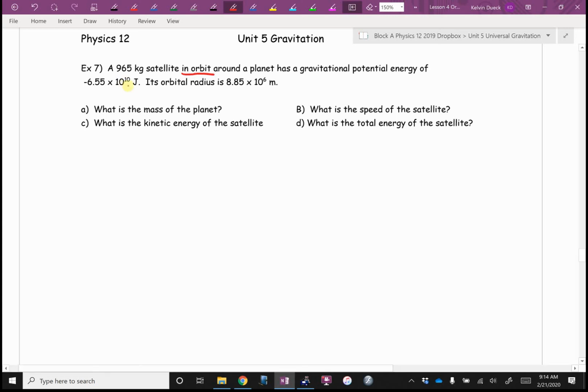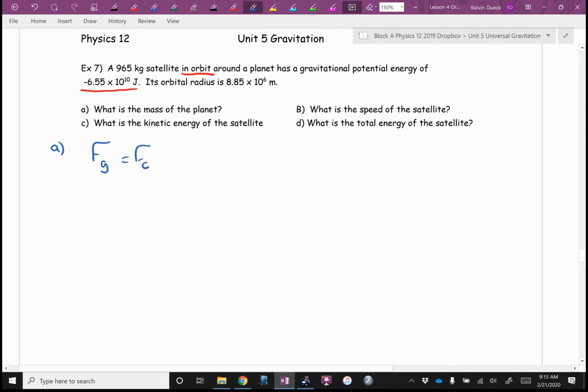I also noticed they gave me the gravitational potential energy. For part A, I'm not quite sure which of those I'm going to use. So put your pencils down, or just don't write this down, look up. Are we in orbit? My first thought might be to go like this. Don't write this down. Gravity is what's pulling me in a circle.